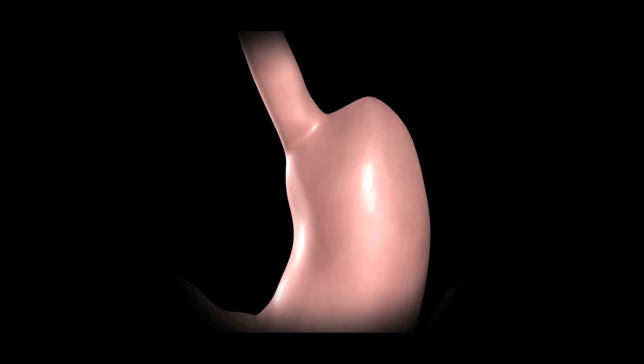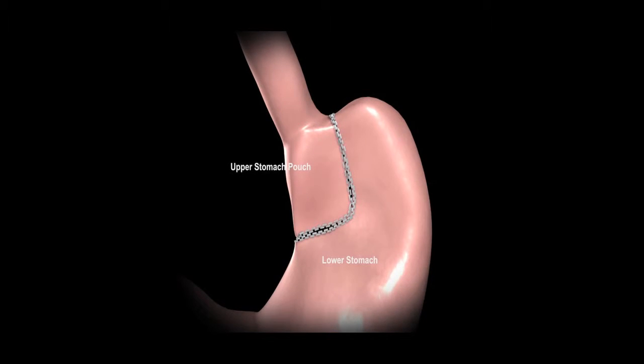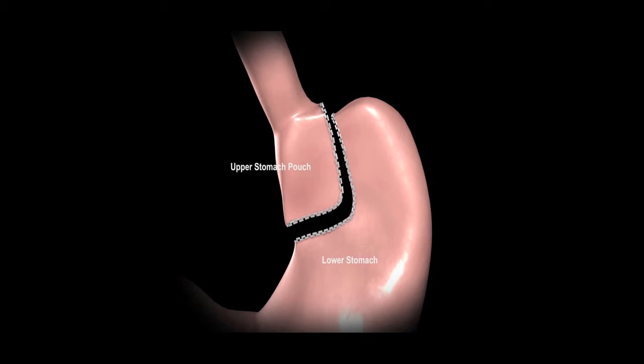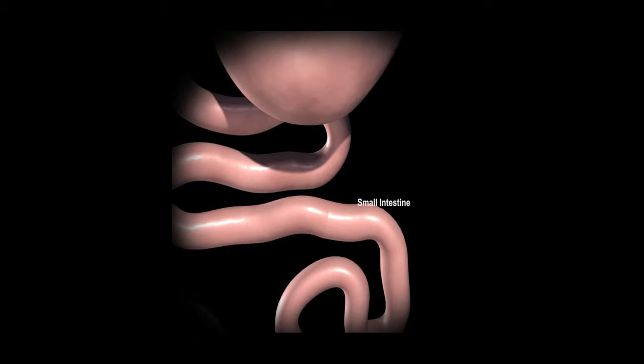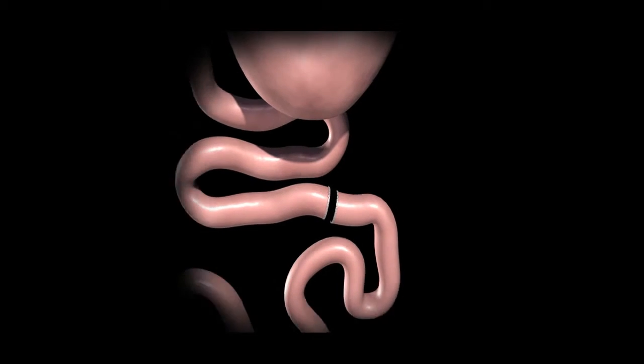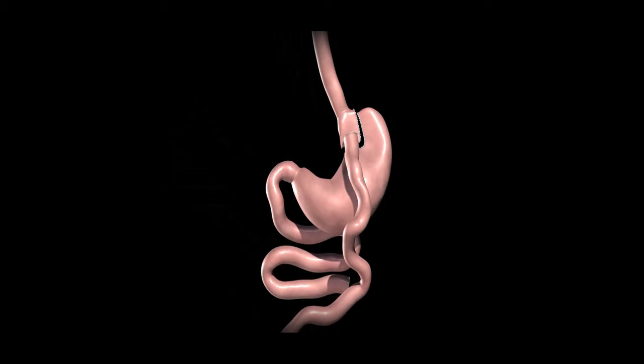A small stomach pouch is created using a stapling device. This smaller stomach pouch restricts the amount of food that can be eaten before feeling full. The small intestine is separated into two sections. The lower portion of the small intestine is attached to the newly created stomach pouch.